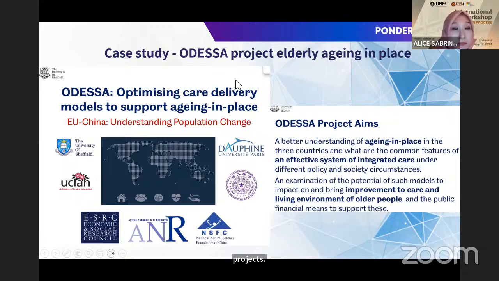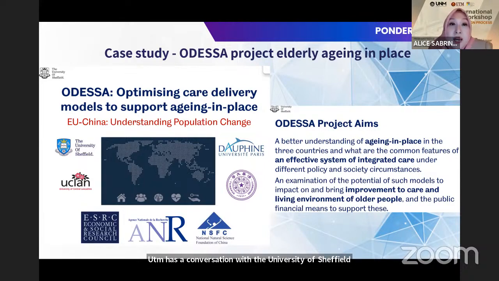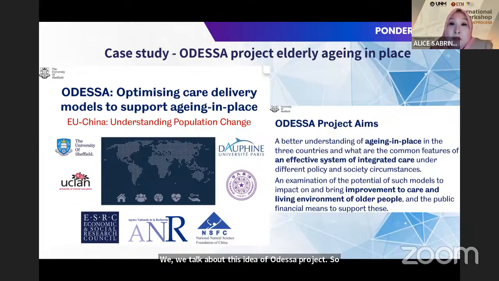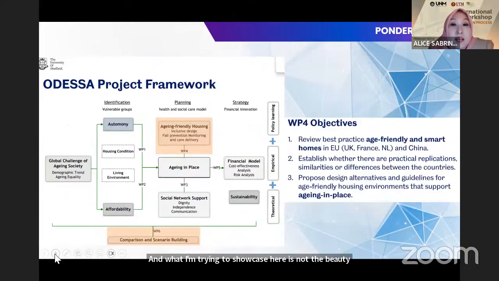This is one of the examples where UTM has a conversation with the University of Sheffield, because one of our adjunct professors is from the University of Sheffield. We talk about this idea of the Odessa project. The Odessa project is about developing elderly housing, but focusing on aging in place. The beauty of this Odessa project is that they understand how to design a place for the elderly. And the case study is actually located in China. What I'm trying to showcase here is not the beauty of the design, but how the Odessa project handled the design process.